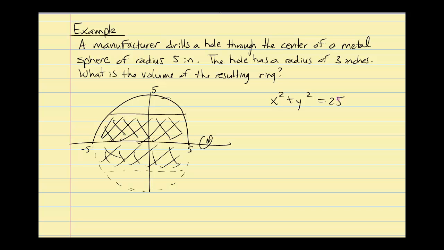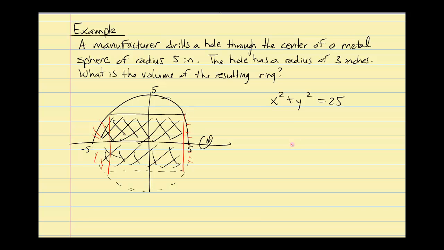Now, we know that the radius of this inner piece is 3. And if you think about this, when I start drilling, all this part of the sphere is going to disappear. And so I can't say that I'm going to be summing rectangles from -5 to +5. I'm only going to be summing rectangles until I hit this outer point.